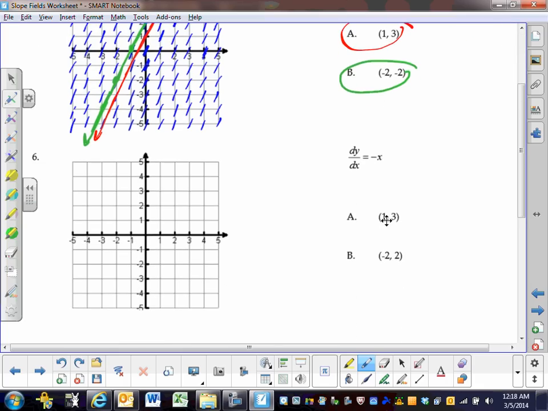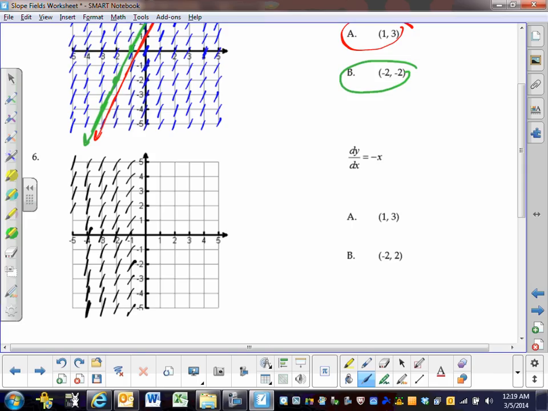Okay, so for this next one, our slopes are negative x. So if x is -1, the slope has to be 1. If x is -2, the slope has to be 2. If x is -3, the slope has to be +3. X is -4, the slope is +4. And then +5, etc.